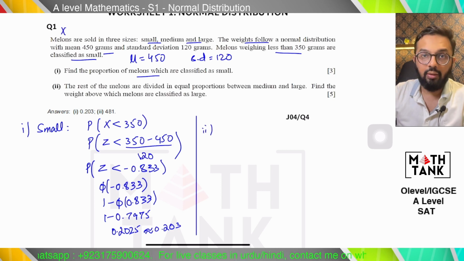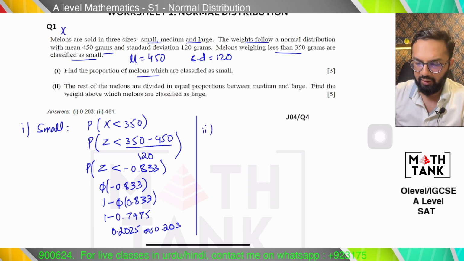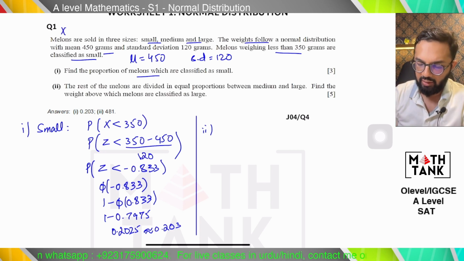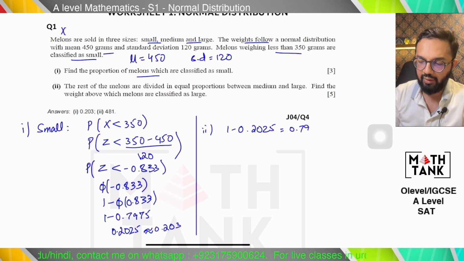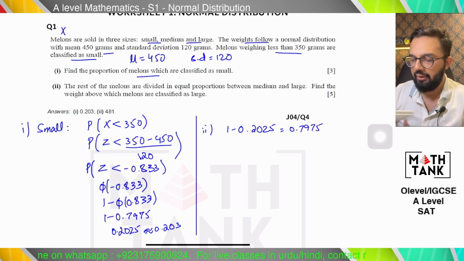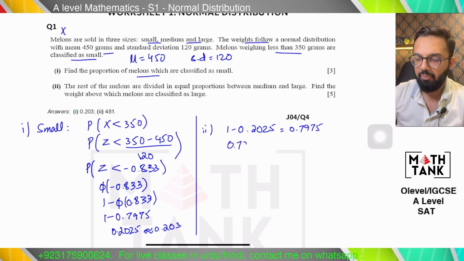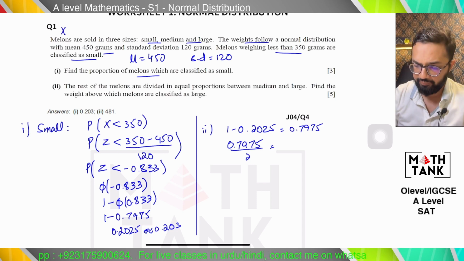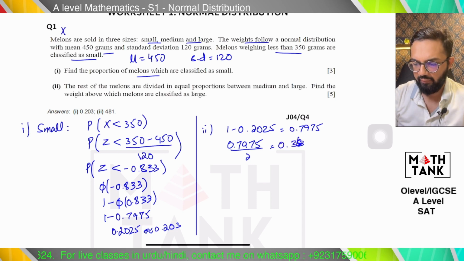Part 2 says the rest of the melons are divided in equal proportions between medium and large. Find the weight above which melons are classified as large. So how many are remaining? 1 minus 0.2025, that's 0.7975 that are remaining. They are now equally divided between medium and large, so 0.7975 divided by 2 is 0.39875.